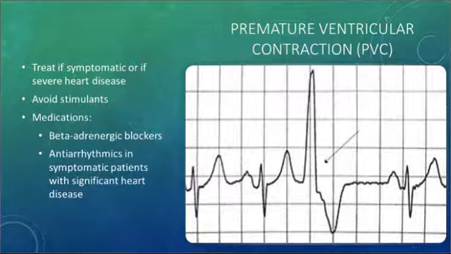You can have a PVC by itself. If there's two, it's a couplet. If there's three in a row, it's a triplet. Every other beat would be a bigeminy, every third beat a trigeminy. They can all come from the same place, unifocal. If you have a PVC over here and it looks very different, but it's definitely wide and bizarre, it's coming from more than one focus. It's called multifocal.